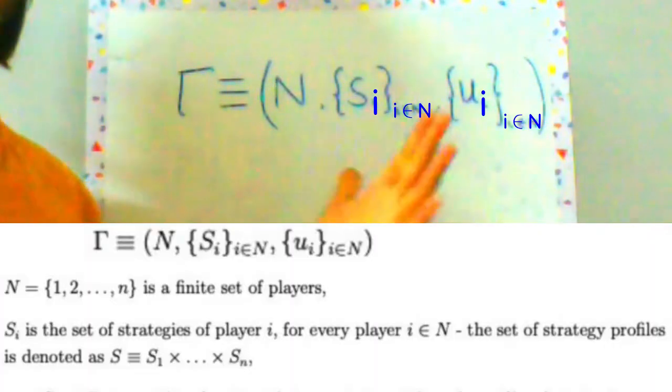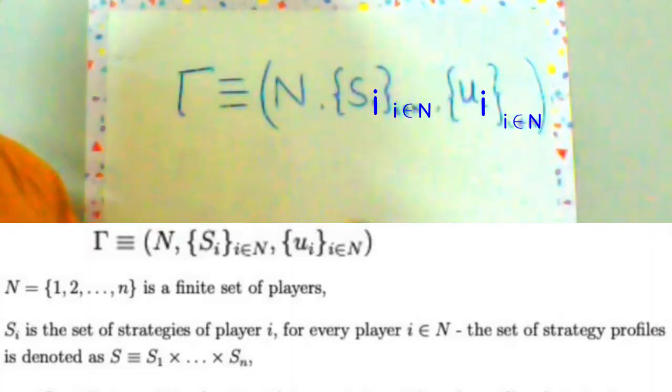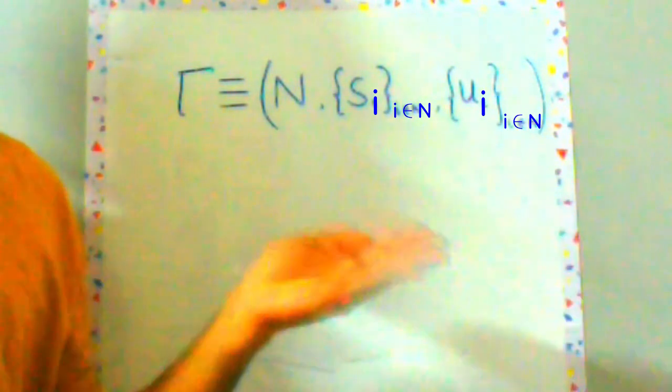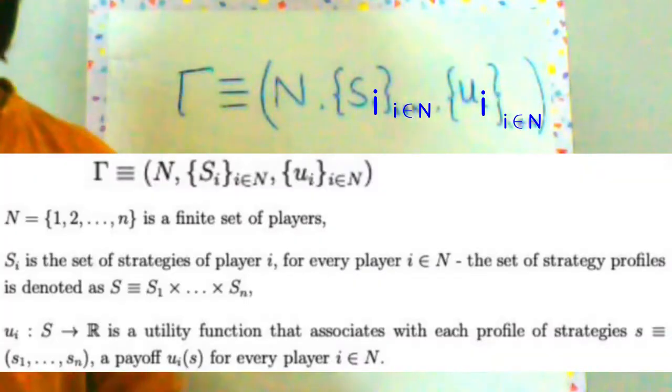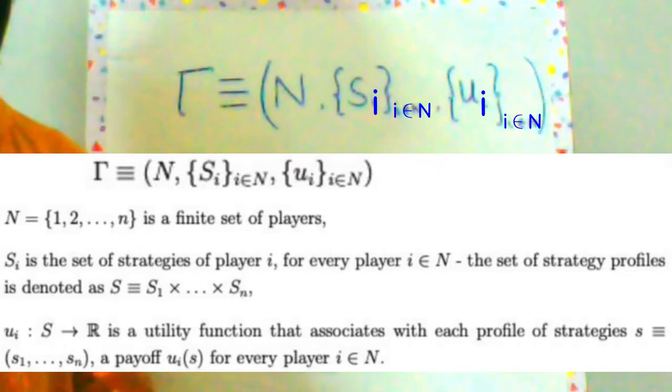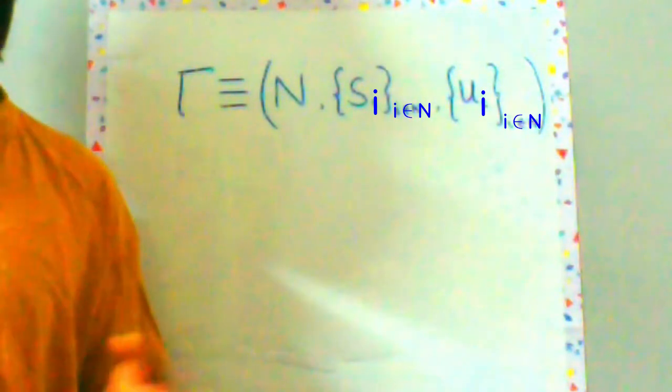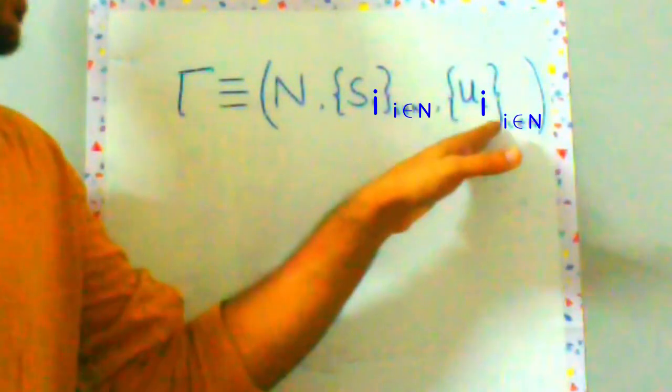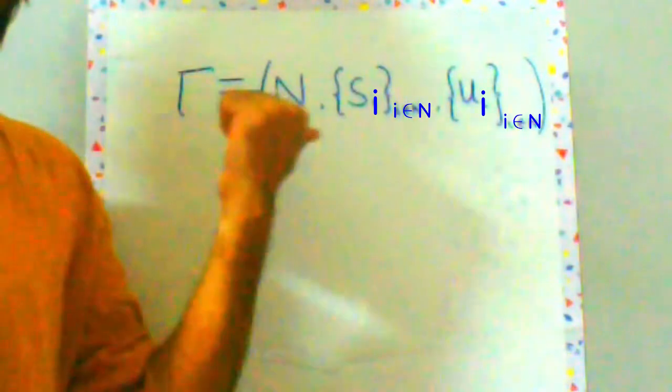S_i is the set of strategies for player i. So S1 is the set of strategies for player 1, S2 is the set of strategies for player 2 and so on. U_i is the utility of player i: U1 for player 1, U2 for player 2 and so on. We will go to utility, but first let's look at the strategy part.